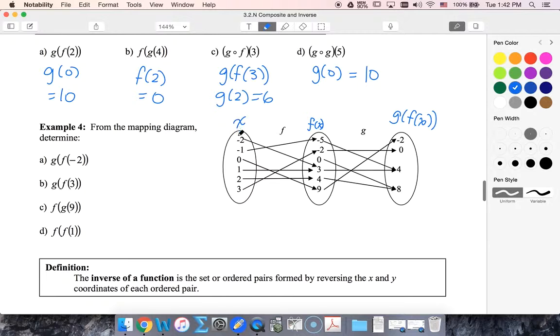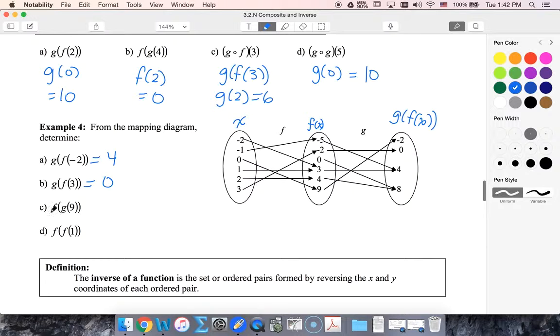So f of negative 2 is 3, and then g of that value is 4. G of f of 3, so f of 3 is negative 2, g of negative 2 is 0.